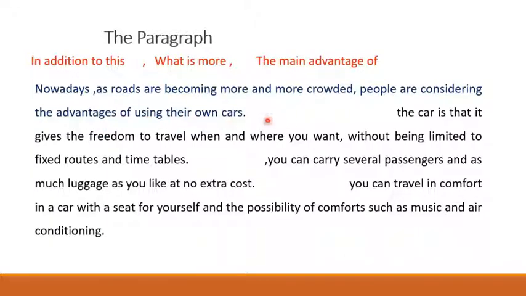Okay, the topic sentence is here. The car is that. So now it gives the freedom to travel when and where you want without being limited to fixed routes and timetables. The second sentence of the paragraph, or else the first supportive point. Well, what you could use is: The main advantage of the car is that it gives the freedom to travel when and where you want without being limited to fixed routes and timetables. See, now these two sentences are well connected.